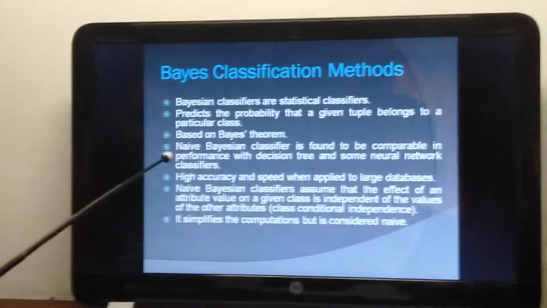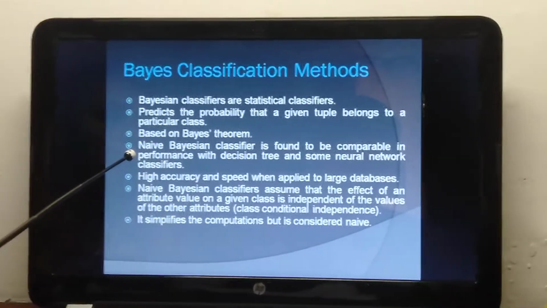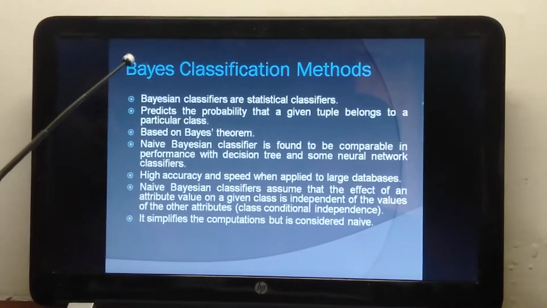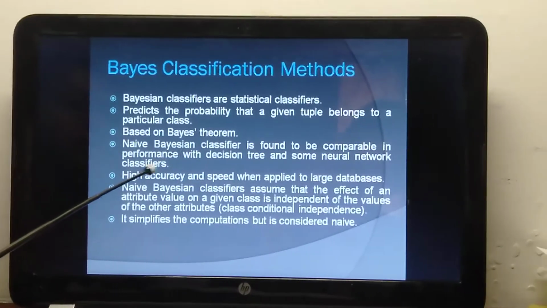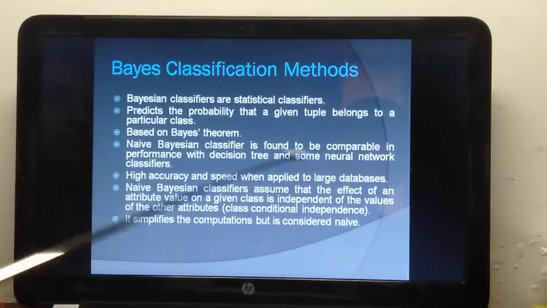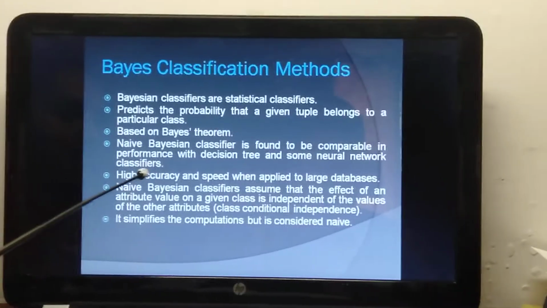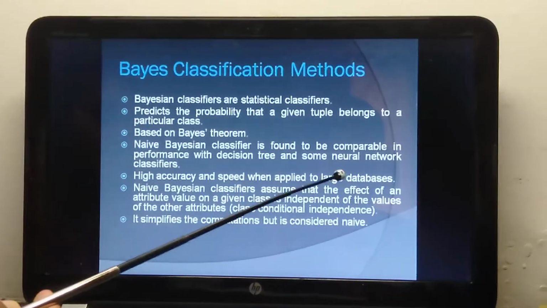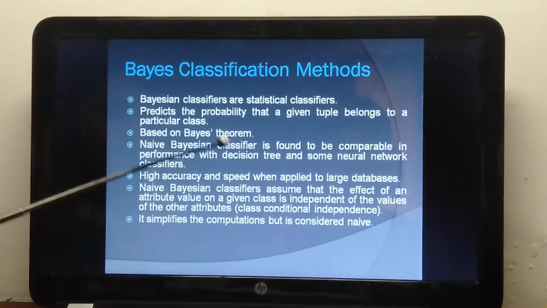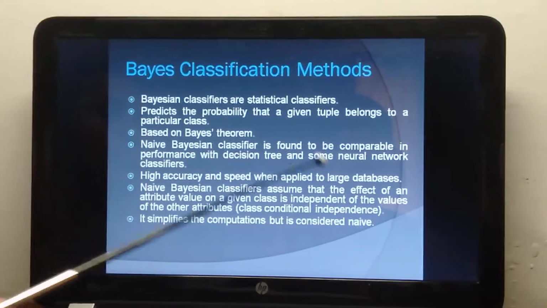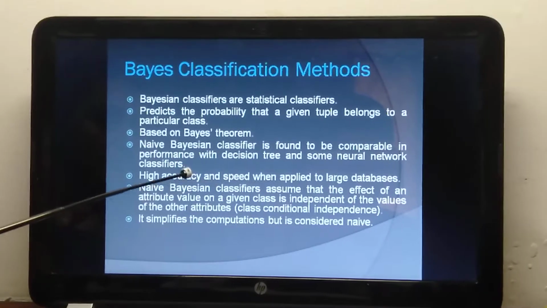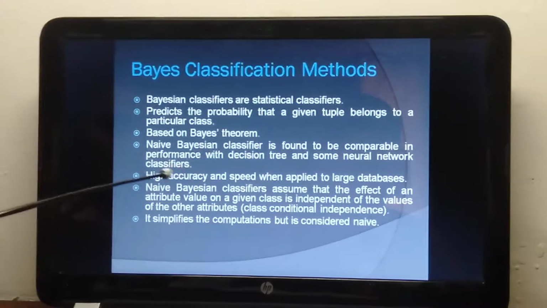Now, the naive Bayes classifier is found to be comparable. That is, naive Bayes classification has comparable performance with decision tree and some neural network classifiers. Not all neural network classifiers. Neural network classifiers are better than naive Bayes, and decision trees are also better than naive Bayes, but there is not too much difference for some standard data sets.